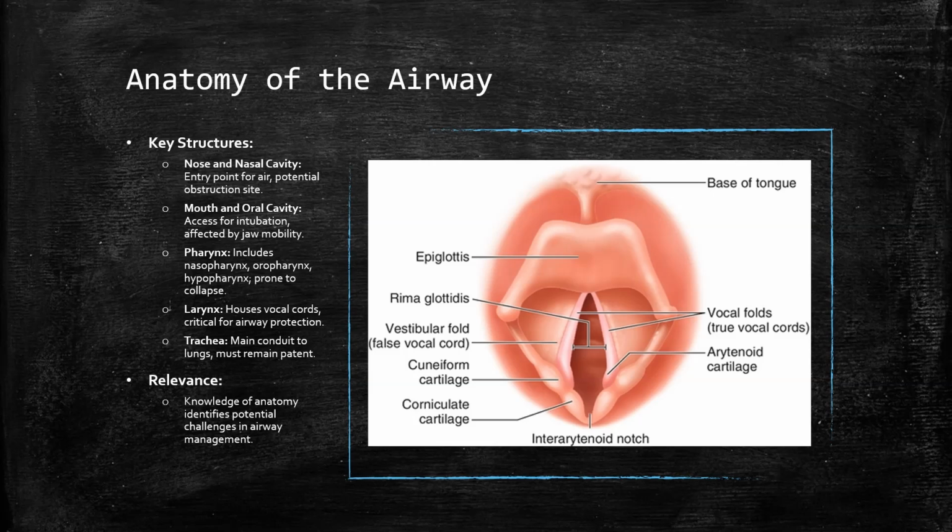Understanding these structures is like having a map. It shows us where obstacles might pop up. Take a look at this diagram. It labels these key areas to help you visualize them.